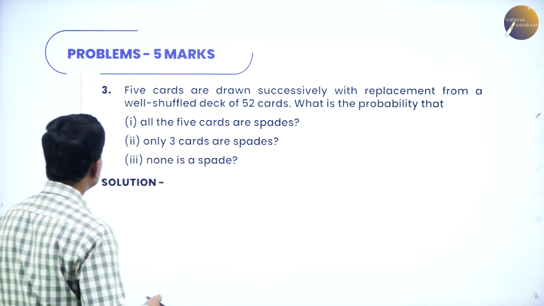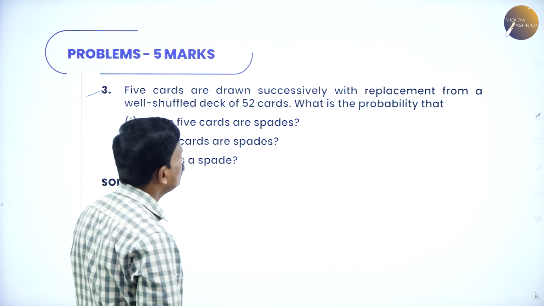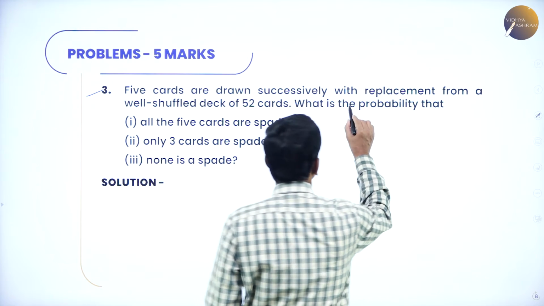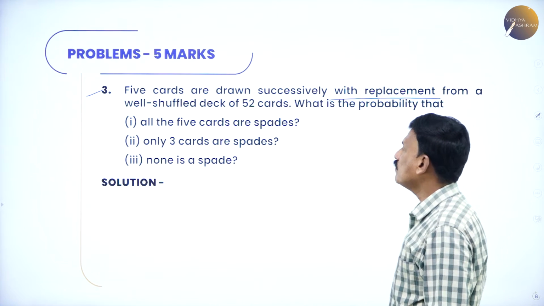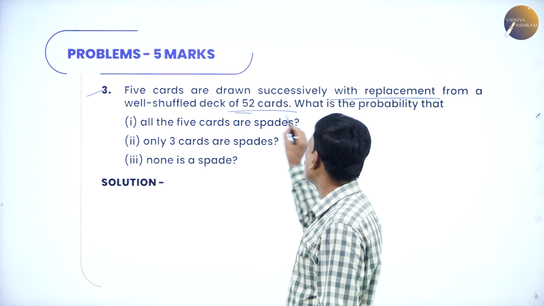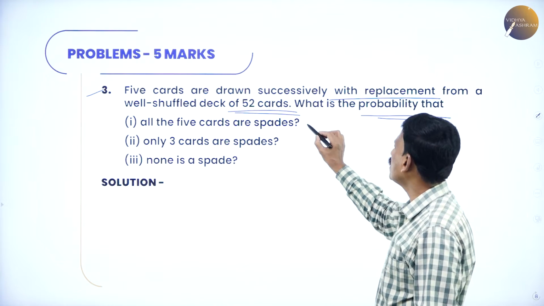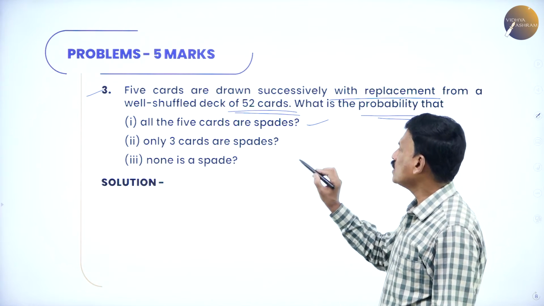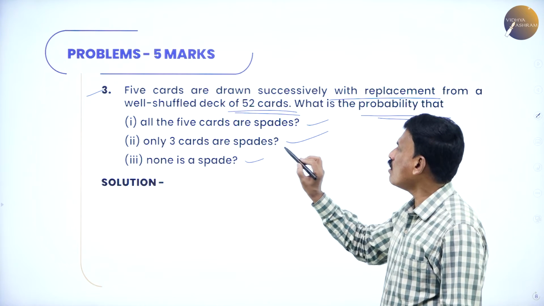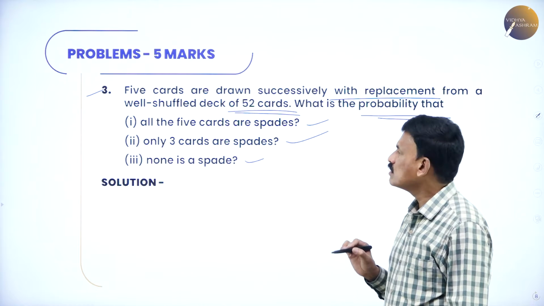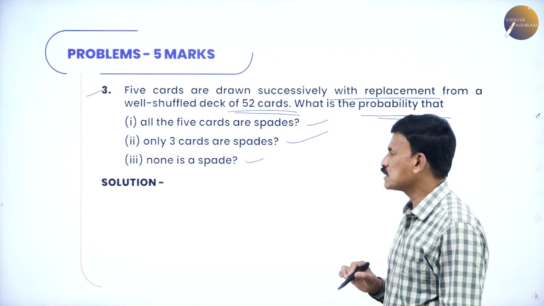Now what is the problem? This is also a very important problem. 5 cards are drawn successively with replacement from a well shuffled deck of 52 cards. What is the probability that all the 5 cards are spades, only 3 cards are spades, none is a spade?